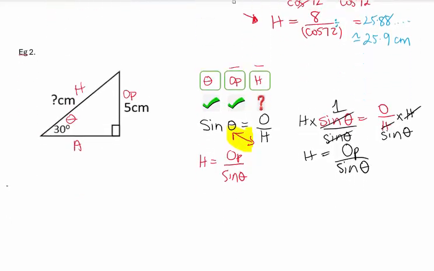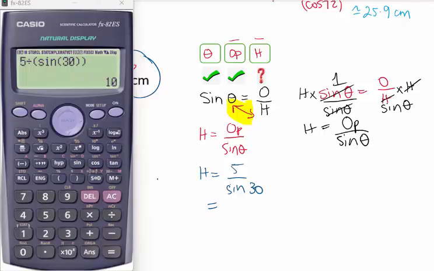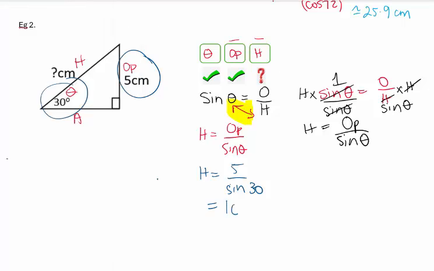You can sub values first if you wish, but I'm an old chemistry teacher, so I like rearranging my formula first. So hypotenuse equals, what is opposite? I'll just look, 5 centimeters. Sine theta is sine, what is it, 30 degrees. Grab your calculator. I've put it in the calculator and I get 10 centimeters, because that's what the units are.